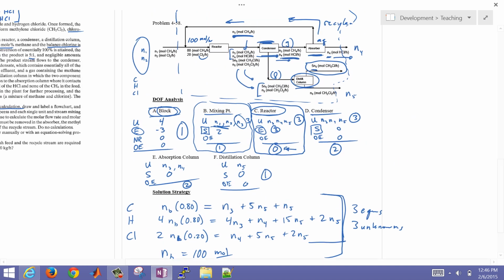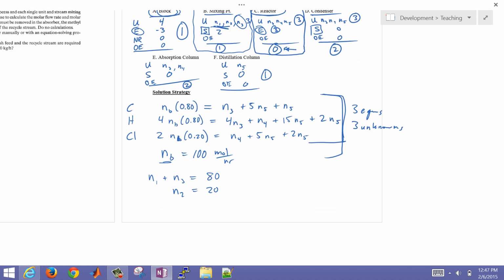Okay, because N2 was equal to 20 right here, and we had no N2 coming back from our recycle. The N2 or the chlorine gas coming back was 0. So N2 was equal to 20, and then N1 plus N3 was going to be equal to this 80. So I can put those into my equation solver as well if I wanted to.